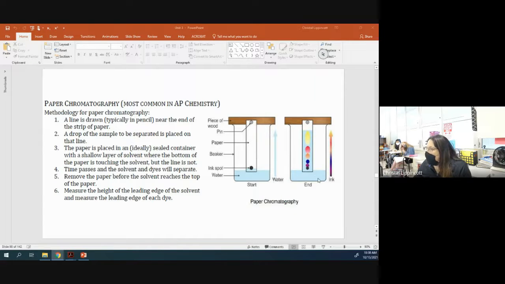If the solvent down here is polar, okay? If the solvent down here is non-polar, then this would be the most non-polar. That make sense? So you have to analyze and see what solvent this is and if it's polar or non-polar. And then you could base which one of these dyes would be more polar or non-polar based on that.